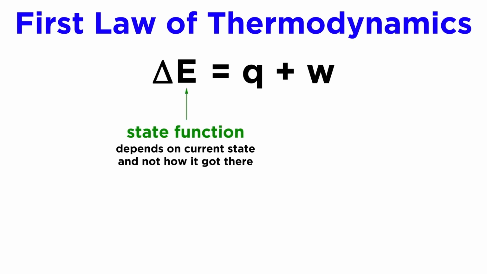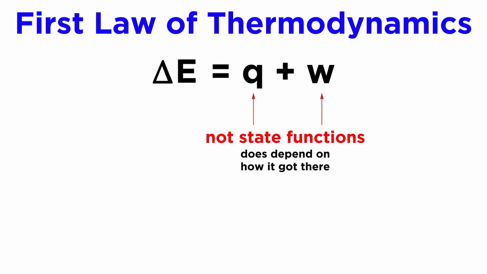A state function is characteristic of a system that depends only on the current state of that system and not on how that state is reached. Internal energy is a state function, while heat and work are not state functions. If a quantity is not a state function, then it does depend on how that current state is reached.